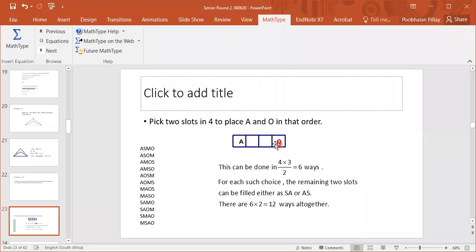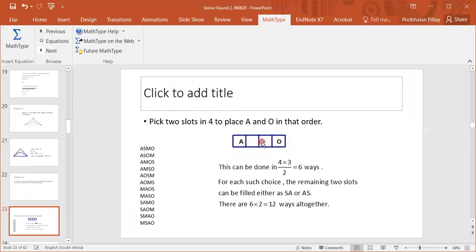If you went over the last PowerPoint, you would know what I'm talking about. So it's 4 times 3 divided by 2. That's the number of ways in which you can choose 2 boxes from 4. 4 times 3 divided by 2 gives you 6. So you can choose 2 boxes from 4 in 6 ways, and the moment you choose 2 boxes, like these 2 boxes, you can fill them with A and O. That's the only way you can fill them. A must come before O. Then once you choose these two boxes, you have to fill the other two now.